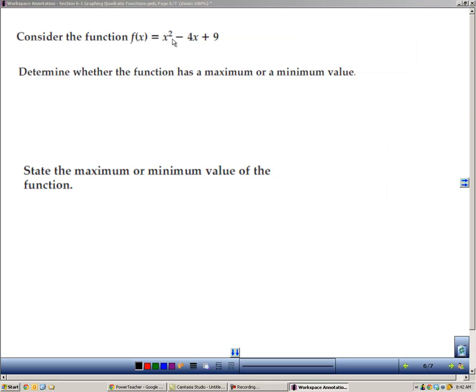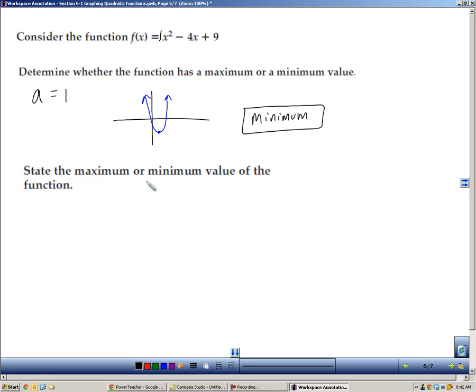In this example, we're asked to consider this function and tell if it has a maximum or a minimum. Well, the quadratic function has an x squared term with a number in front of it of a 1, so my a value is going to be a 1, which means my a is positive. So in my mind, I know that my parabola is going to open something like this. It's going to open up, which means it's going to have a lowest point, so therefore it's going to have a minimum.